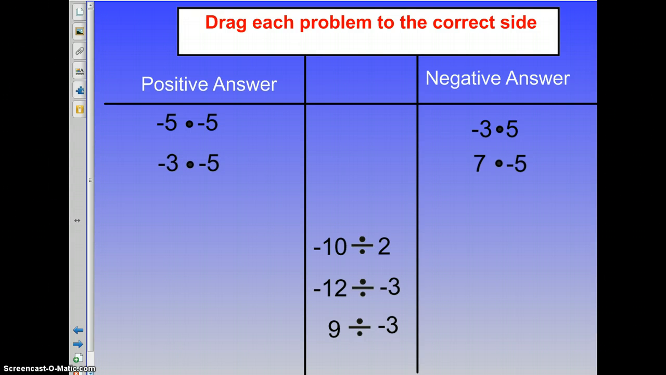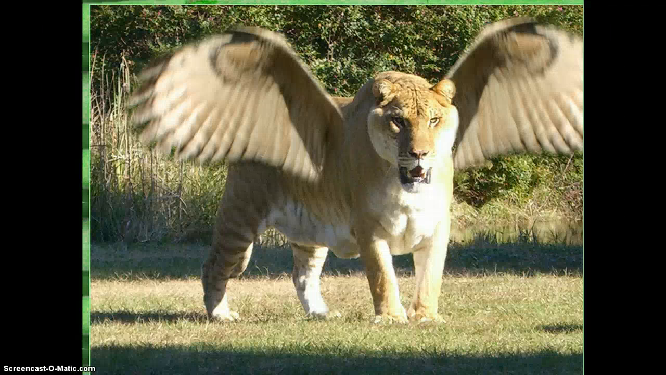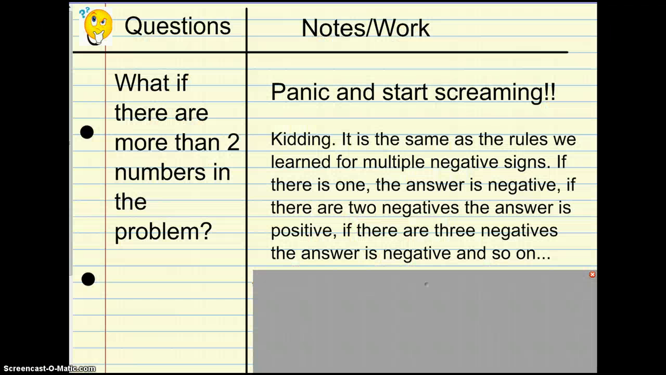Same rules for division. So if one of the numbers is negative, the answer is negative. If both of them are negative, the answer is positive. Finally, if one is negative, it doesn't matter if it's the first or the second, the answer is negative. Are you paying attention?